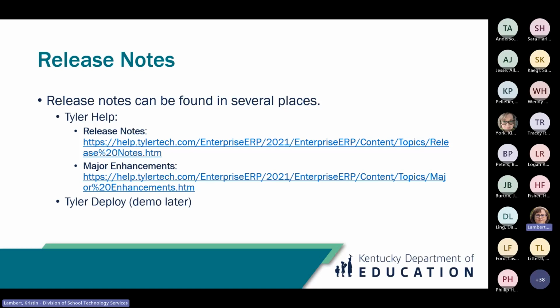You can also look at the release notes via Tyler Deploy directly there. And I talked earlier in the presentation about receiving notifications via email from Tyler Deploy. In that email, there's also an attachment with an Excel spreadsheet, CSV attachment, that lists all the MUNs that were installed in that patch.